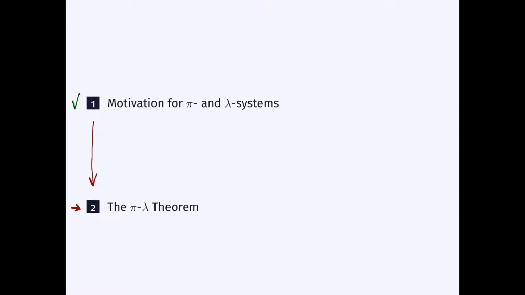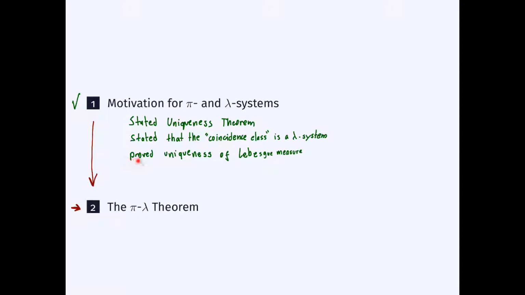In the first part of this video lecture, we gave motivations for pi systems and lambda systems, stated a theorem about uniqueness of measures, a very general theorem. Then we stated that the coincidence class is a lambda system, and also that we use the uniqueness theorem to prove that the Lebesgue measure is indeed unique, as promised already in the previous video lecture.